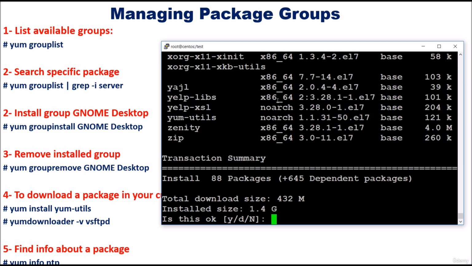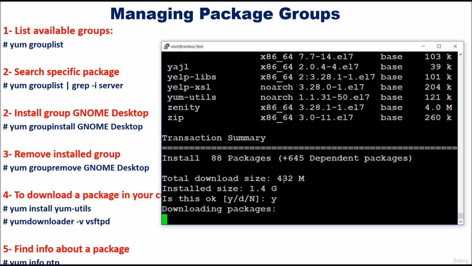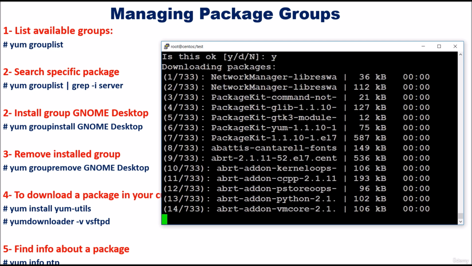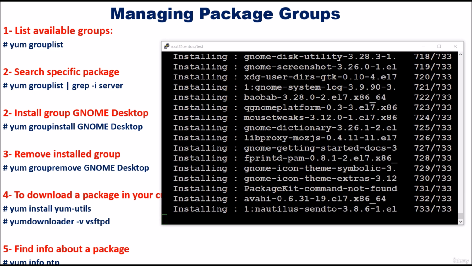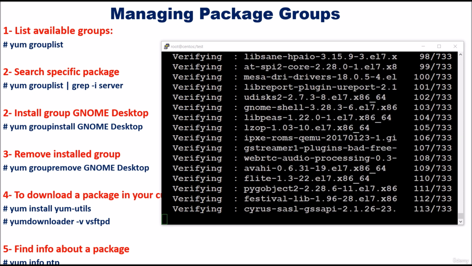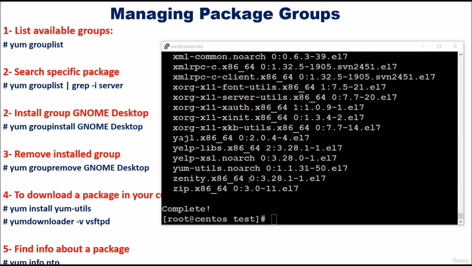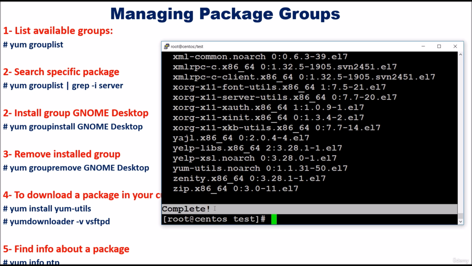So it found the software, it found the GNOME Desktop package, and it's telling us the total download size and a total install size as well. So in order for us to install it, we can just type in Y for yes and hit enter. As you can see, now the GNOME Desktop package is installed. You'll see the complete message, and that means the software has been installed. Let me clear the screen.